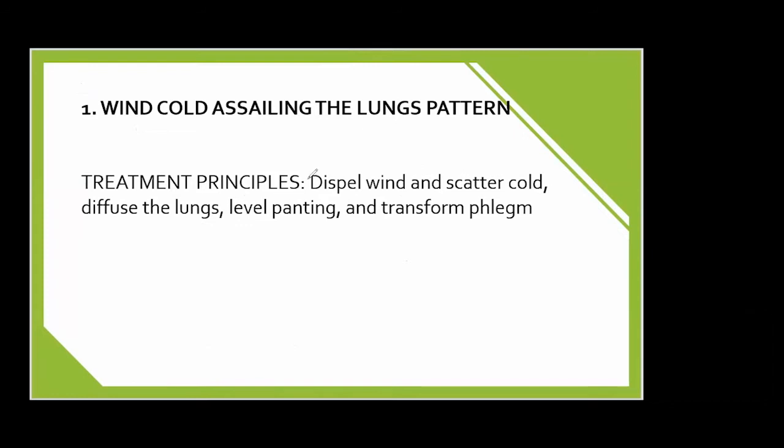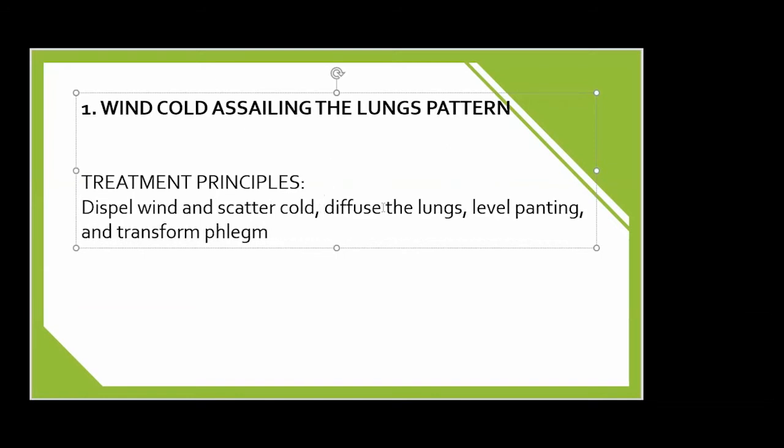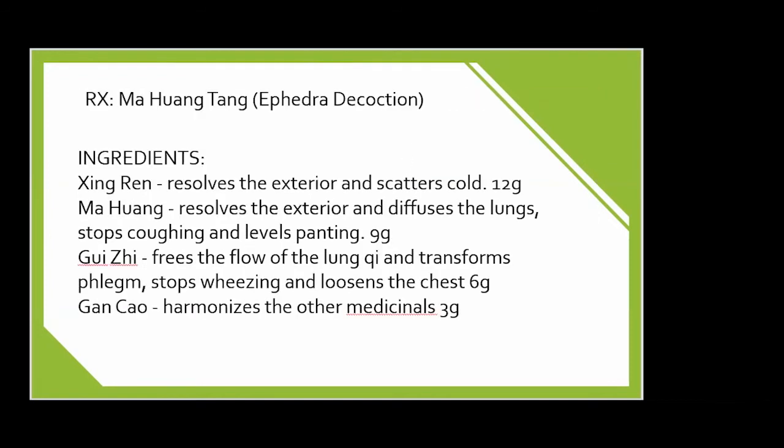So the treatment principle is to disperse wind and cold together, and certainly work on the lung function: diffuse the lung, relieve asthma, and transform phlegm, since mostly they will have phlegm. I'm not sure if everybody has finished the herbal formulas yet, but I just put the herbs treatment and acupuncture treatment in here. From the beginning we talked about the details, like the single herbs' functions. Later on, maybe we'll just put the herb names there.